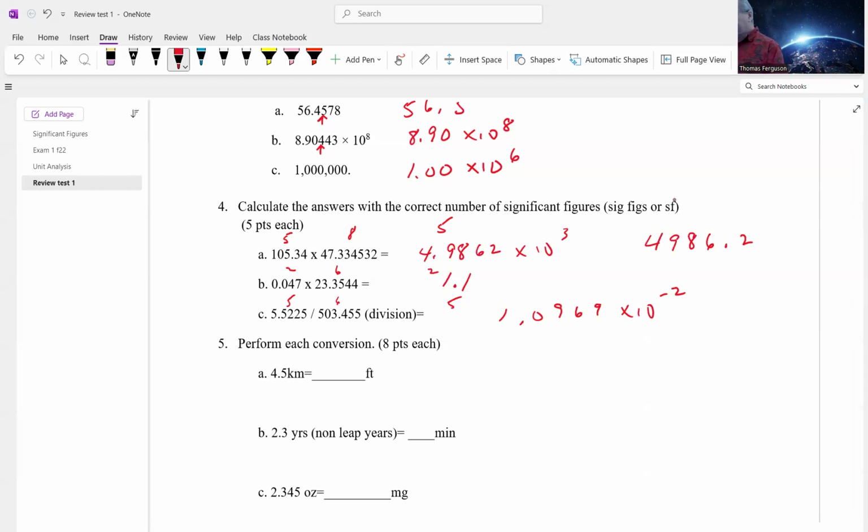So in these problems, I would split the 5 points between a numerical correct answer and also sig fig wise.